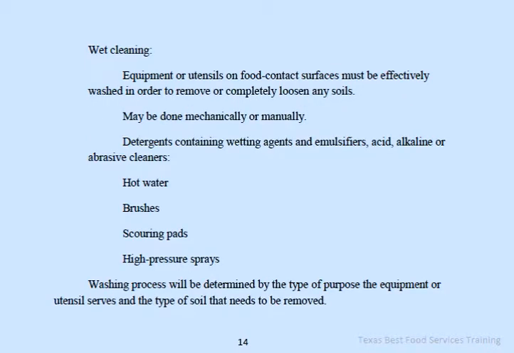Wet cleaning. Equipment or utensils on food contact surfaces must be effectively washed in order to remove or completely loosen any soil. This may be done mechanically or manually. Detergents containing wetting agents and emulsifiers, acid, alkaline, or abrasive cleaners. Hot water, brushes, scouring pads, or high-pressure sprays. The washing process will be determined by the type of purpose the equipment or utensil serves and the type of soil that needs to be removed.